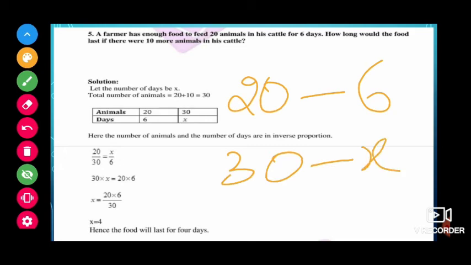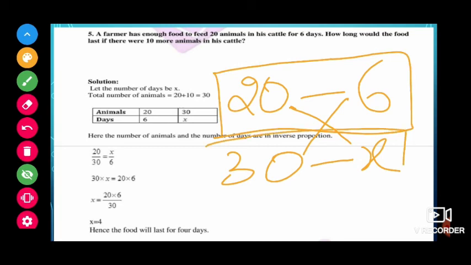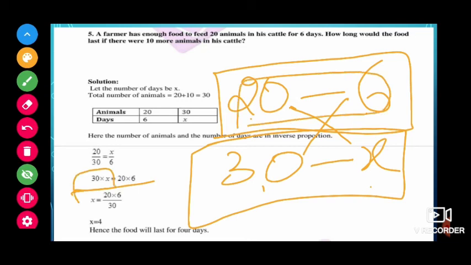Let's take it as x. In direct proportion we do cross multiplication: 20 into x is equal to 30 into 6. But whenever you observe an inverse proportion, then you have to do parallel multiplication. That means 20 into 6 is equal to 30 into x. That's what they've written here. 20 into 6 is equal to 30 into x.